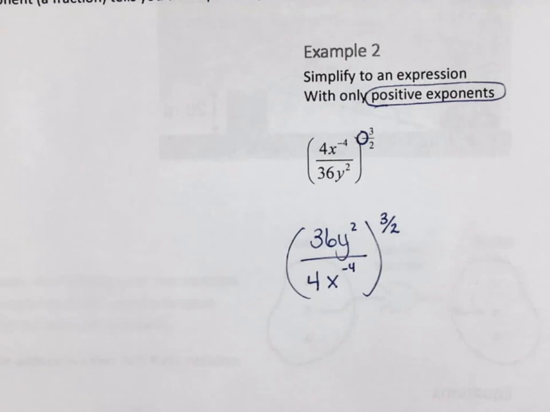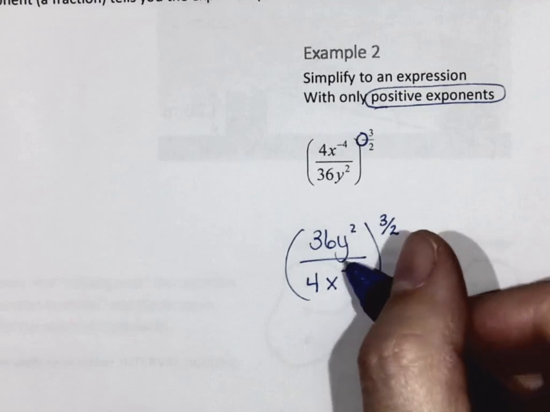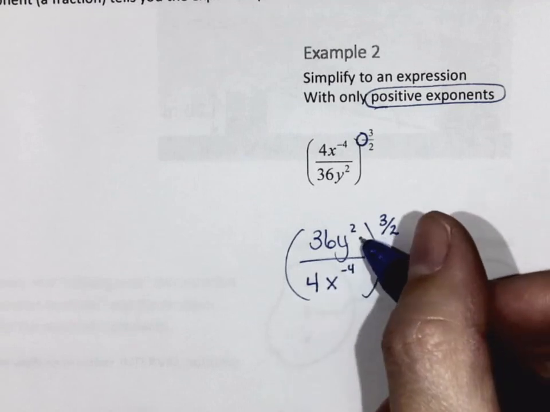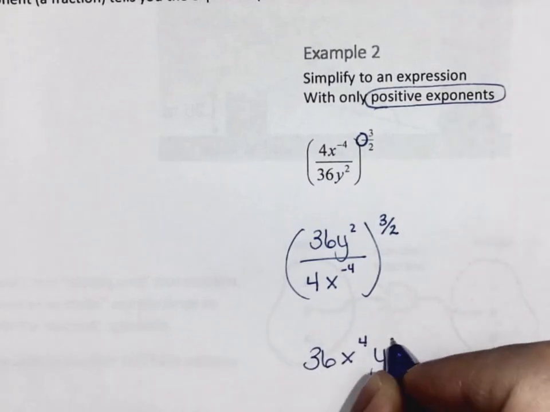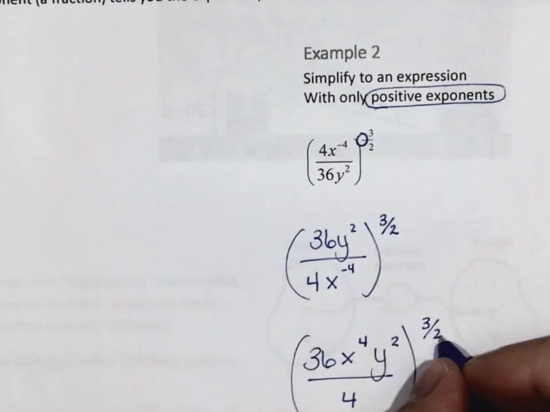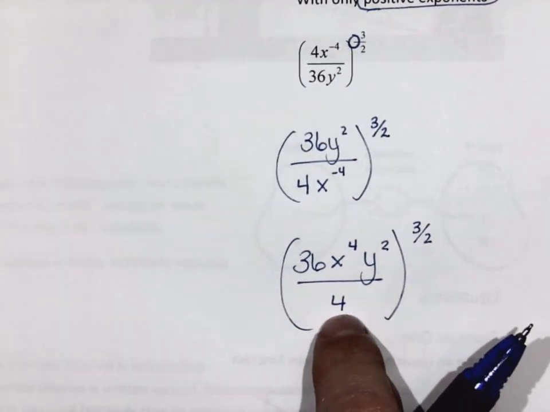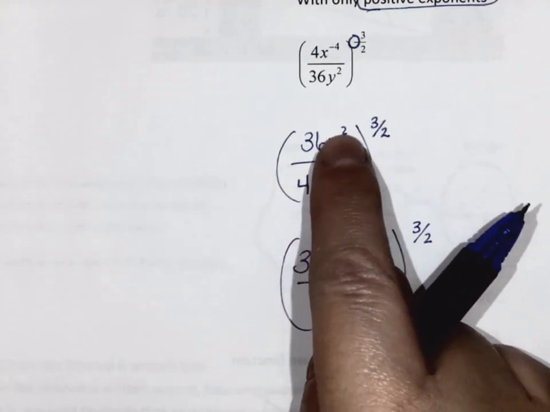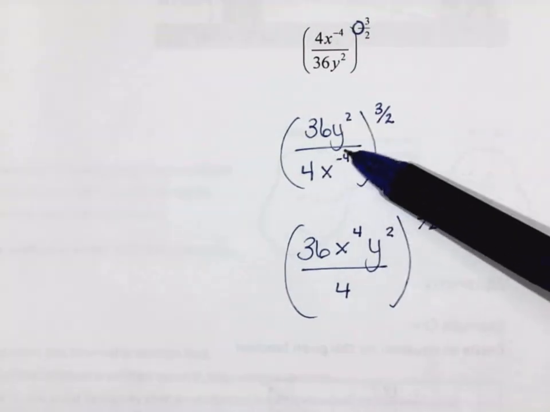So it wants positive exponents. So maybe let's deal with what's inside the brackets first, because I see a negative exponent, and that makes me sad. I don't know what to do. So really, this guy's on the bottom, and if a negative tells me to flip it, if he's on the bottom, he moves upstairs. So we're going to have 36 x to the exponent 4, y squared over 4 to the exponent 3/2. So notice I didn't move the 4. The 4 didn't have a negative exponent. It was just the x that had the negative exponent. I didn't move the y downstairs because it didn't have a negative exponent. The only guy who had to move was this one.